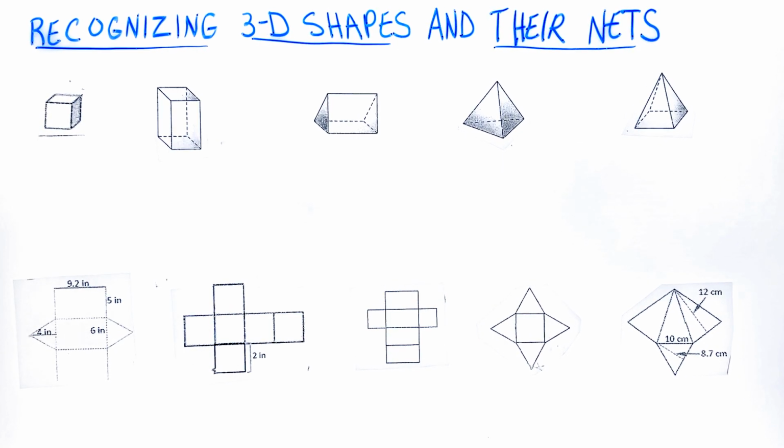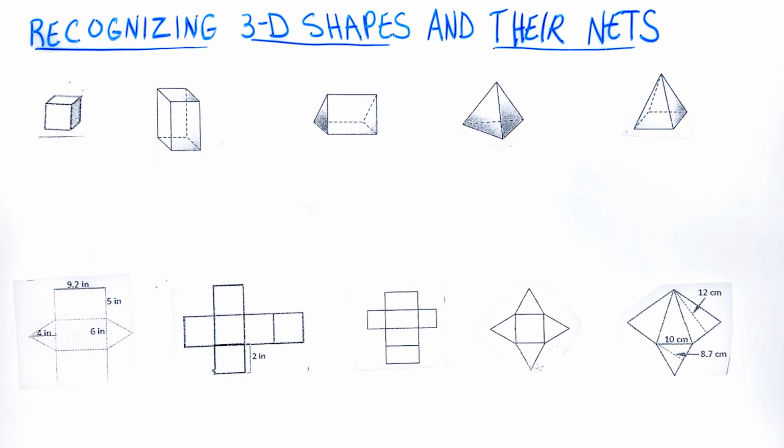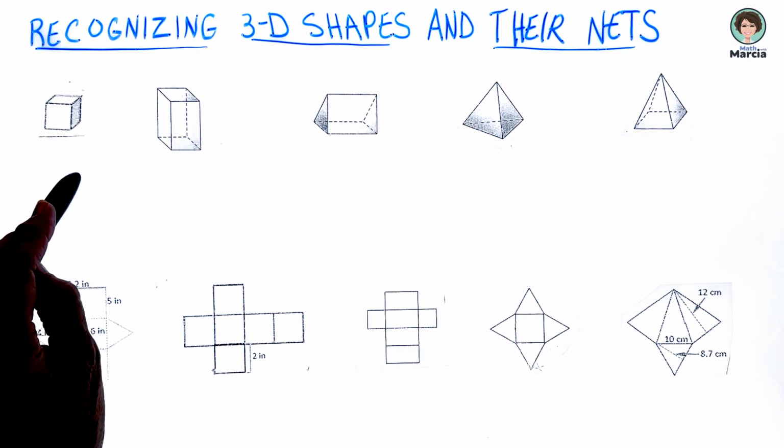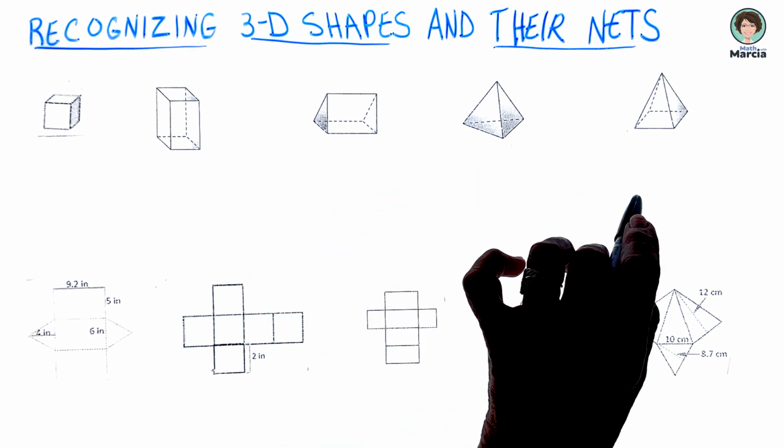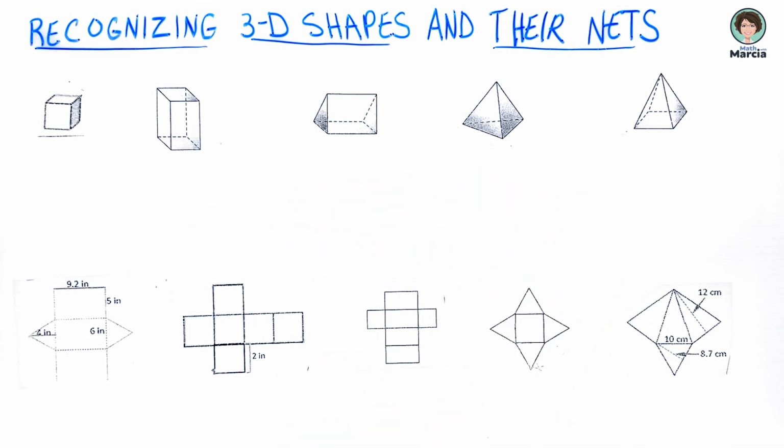In this lesson, we are going to be recognizing 3D shapes and their nets. As we name the 3D shapes up above and talk about their characteristics, we're actually going to match the correct net, which is a shape that is cut apart and flattened. So let's look at the first one.